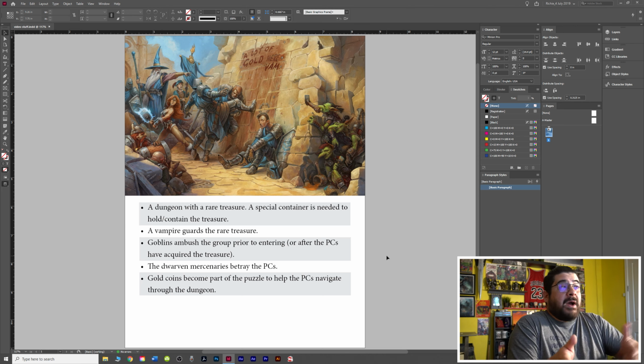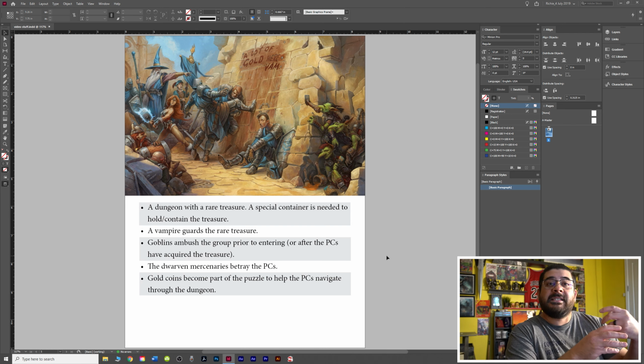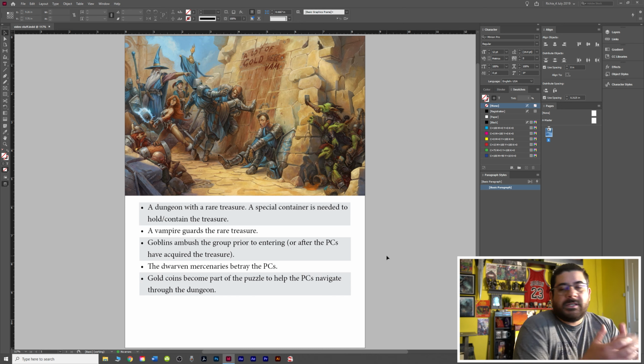Okay? Maybe the vampire is the rare treasure and he needs to somehow be shrunk and put into this box or whatever. Or maybe the dwarves get down there and then boom, enlarges that chest and it's a coffin. See how the wheels are turning there? Goblins ambush the group. That can just be a simple fight. But again, there's layers of complexity there, therefore it's no longer simple, if they ambush them as the PCs are coming out. Okay? We already talked about the dwarven mercenaries betraying the PCs, and then gold coins become part of the puzzle. We talked about that a little bit.